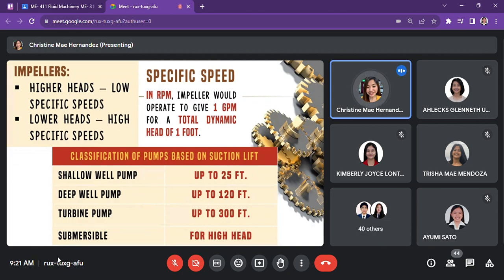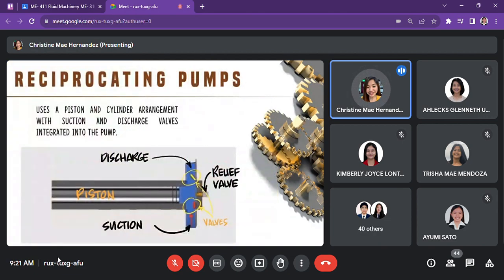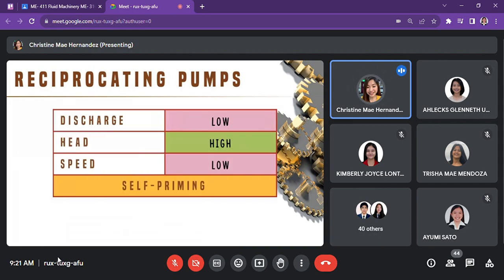So, reciprocating pumps uses a piston and cylinder arrangement with suction and discharge valves integrated into the pump. So, meron tayong relief valve, discharge, suction, and yung ating piston and cylinder. So, alam naman natin na ang movement nito is, kumbaga nagpa-pump tayo. So, yan. Pag sinabing reciprocating pumps, ang ating discharge is low. Meron tayong high head and low speed.